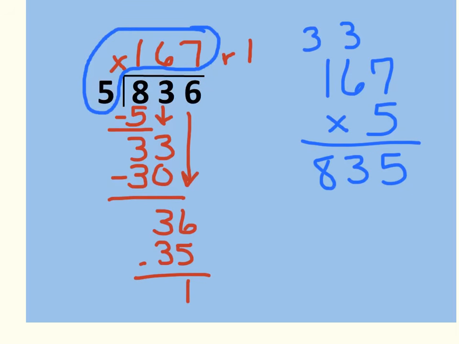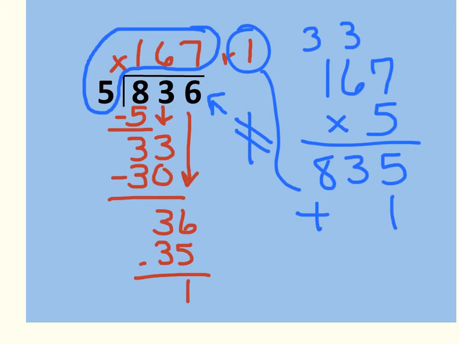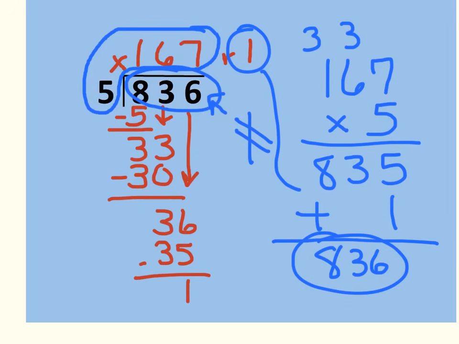Now you'll notice my answer of 835 does not equal my 836. So there's one extra step that you need to do if you've got a remainder. And as you can tell by the numbers that I got, the 835 and the dividend of 836, what I need to do is add in any of those leftover pieces. So 835 plus 1 is 836. And right there now I do have the number that I started with, which was 836.